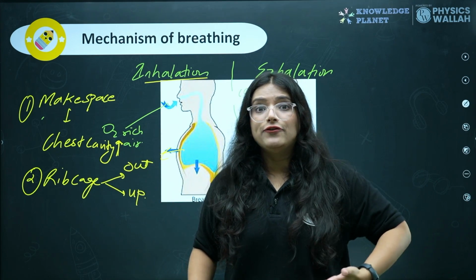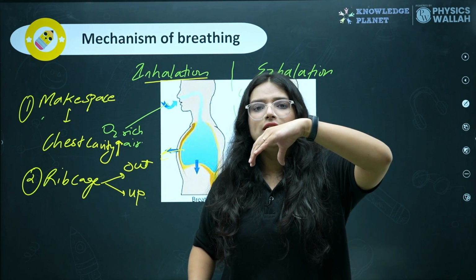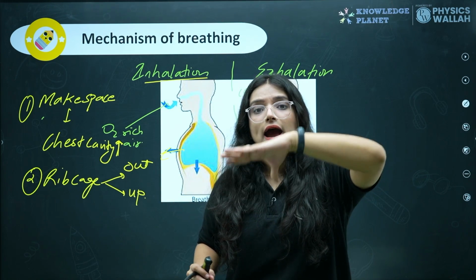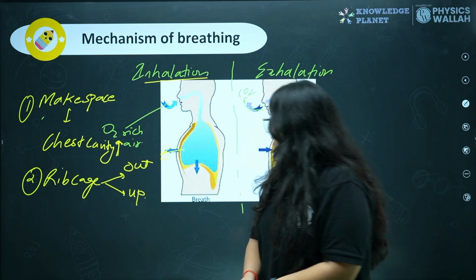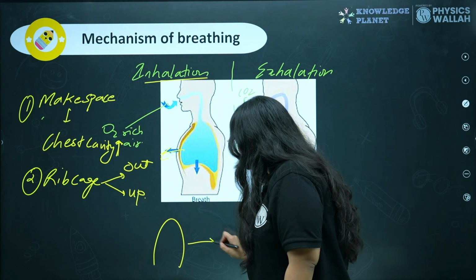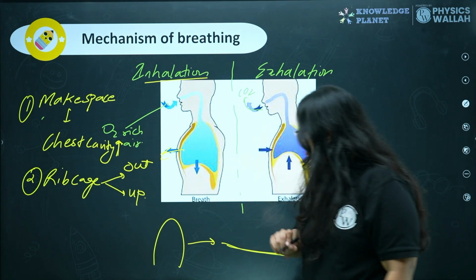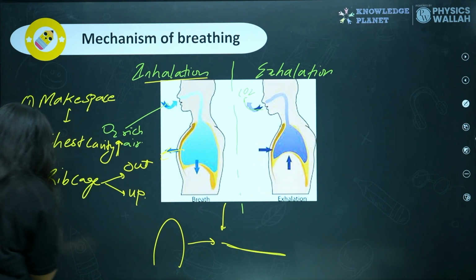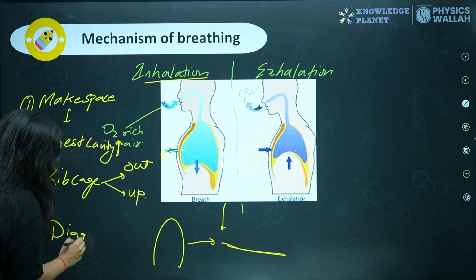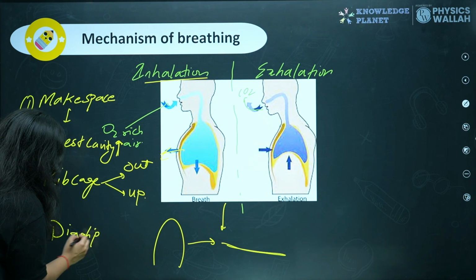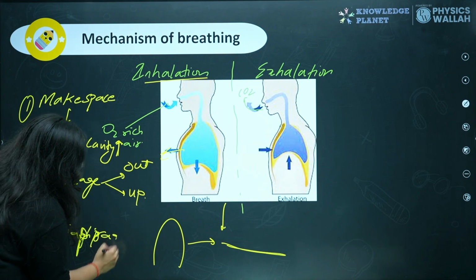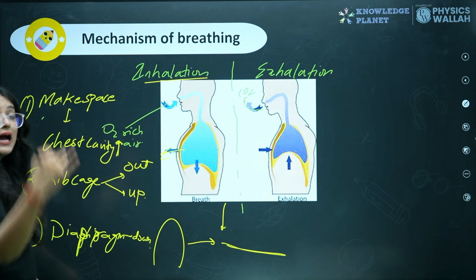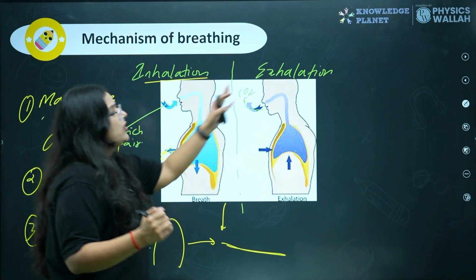So your diaphragm is a dome shape, right? So we contract the diaphragm. When it gets contracted, it is going to become from a dome shape to a flat structure. So the diaphragm goes down. So the third will be that diaphragm. Your diaphragm will go down. The diaphragm moves downward. Okay, now let's talk about exhalation.